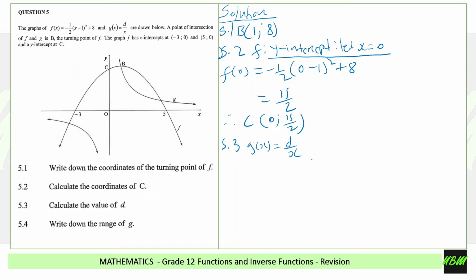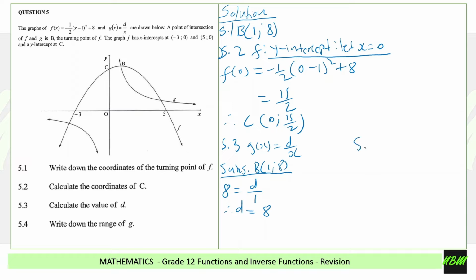Remember, B is a point of intersection for g and f. Therefore, in place of x, we are going to substitute 1, and in place of y, we will substitute 8 and solve for D. So we are going to substitute B, (1, 8). So y is 8 equals D divided by x, which is 1. Therefore, D will be equal to 8 when we solve for D.